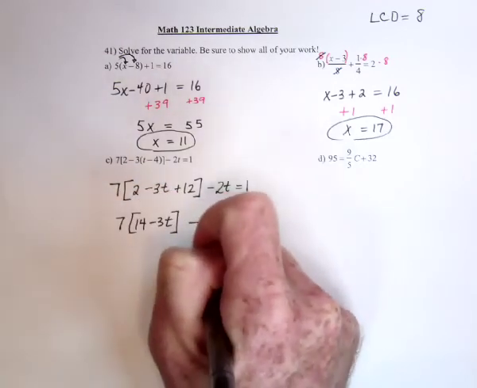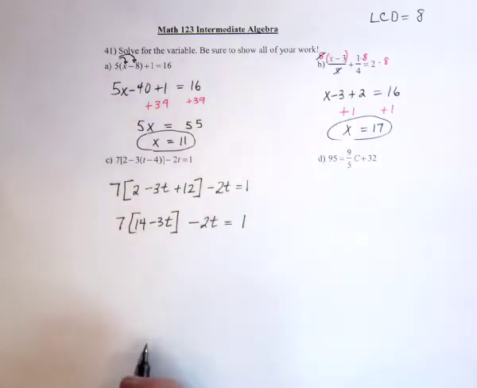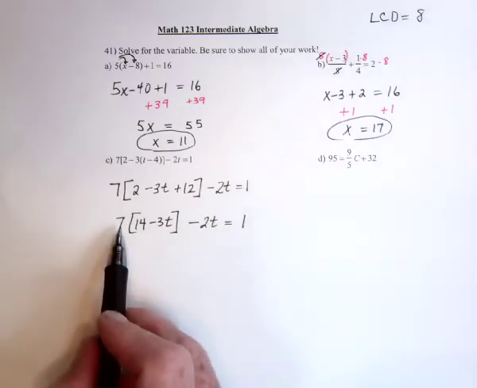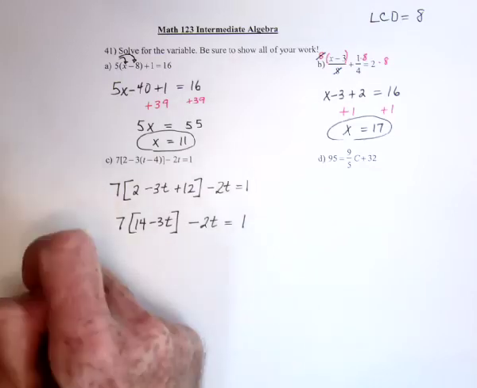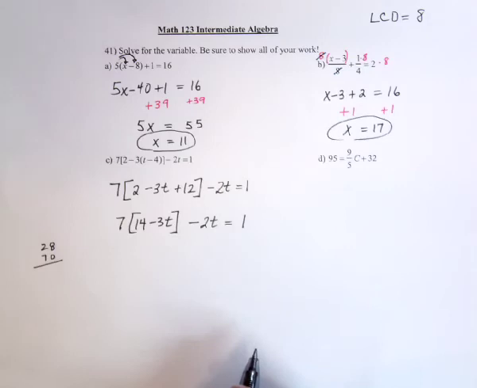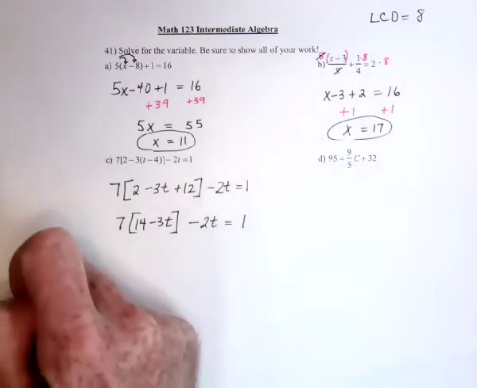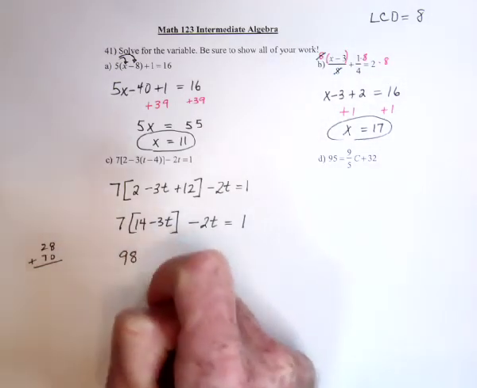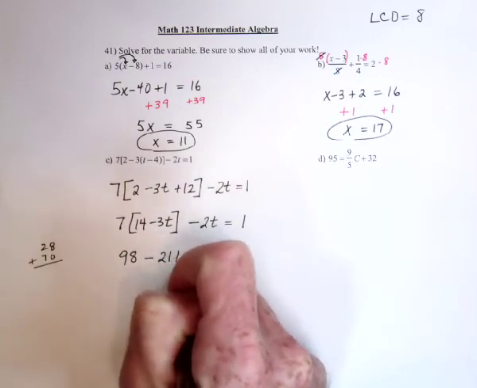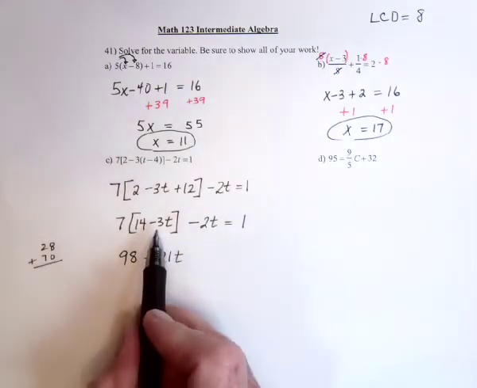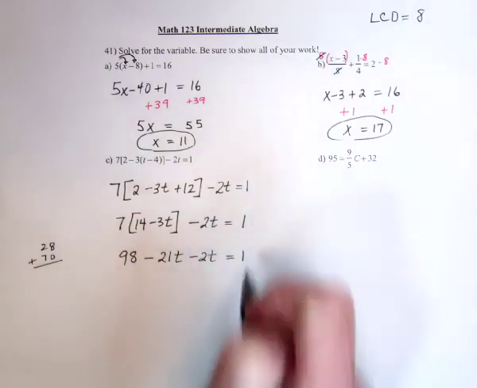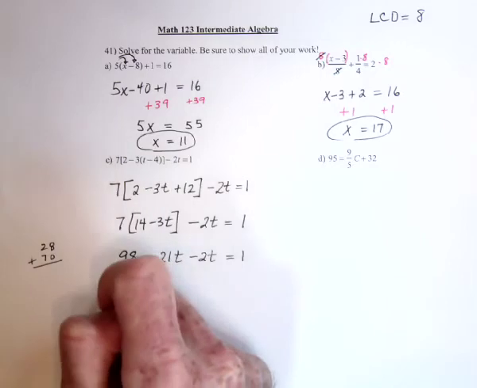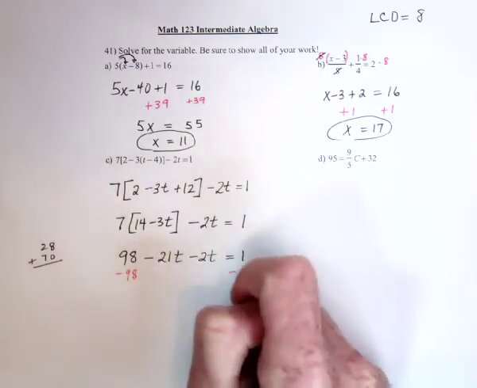Next step is to distribute that 7, so we need 7 times 14. And let's see, 7 times 4 is 28. 7 times 10 is 70. So that's a grand total of 98. And then minus 21t, distributing the 7 to this negative 3. And just recopy minus 2t equals 1. So then subtract 98 from both sides.